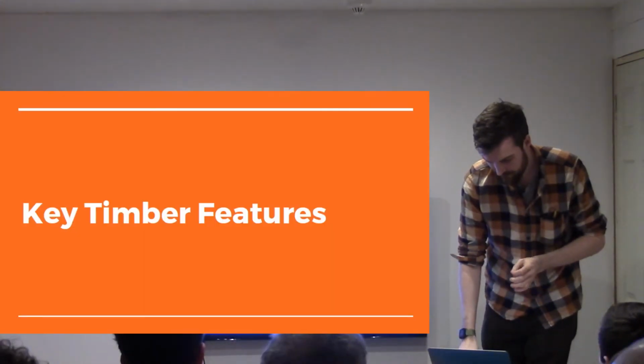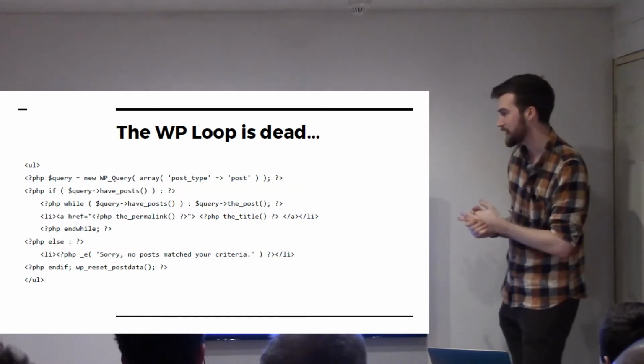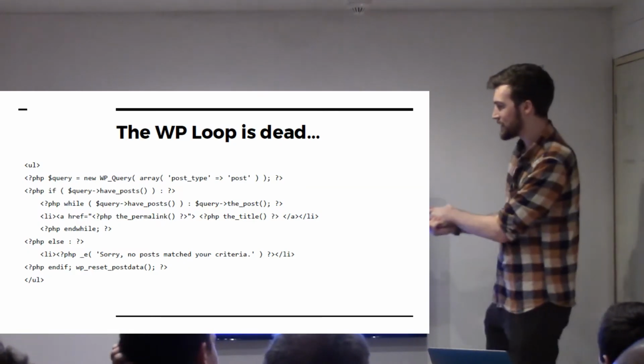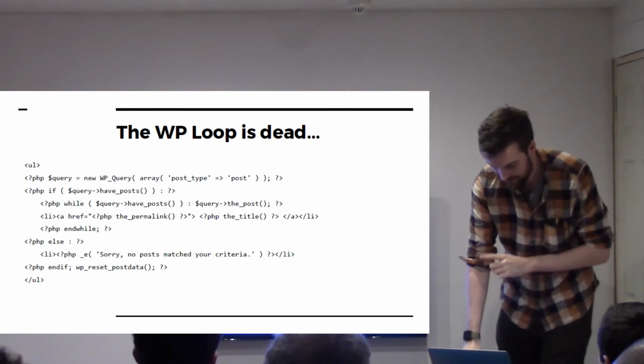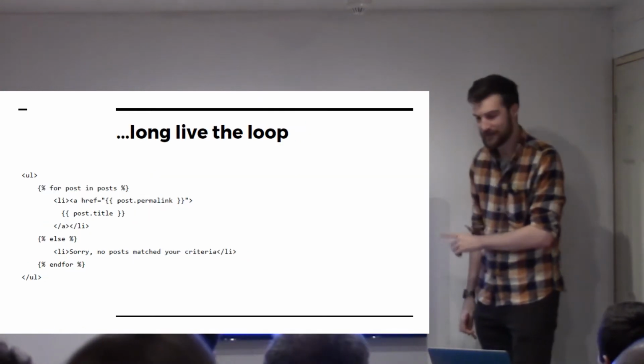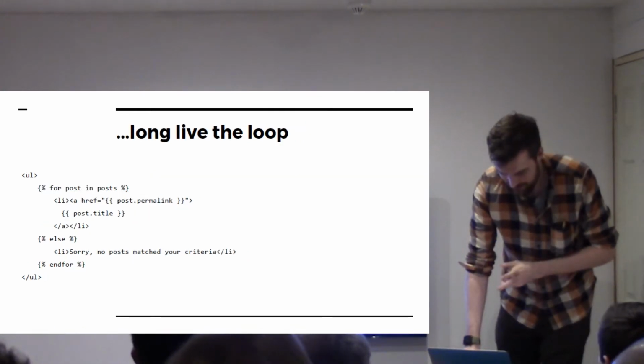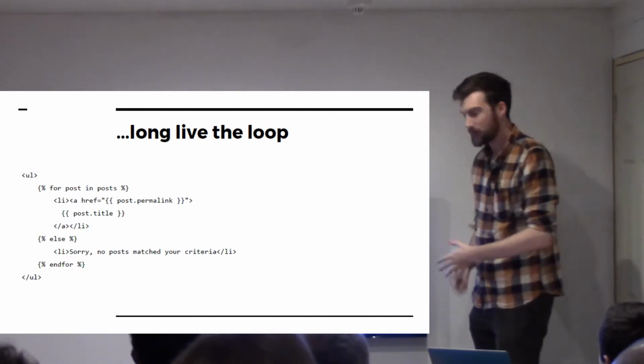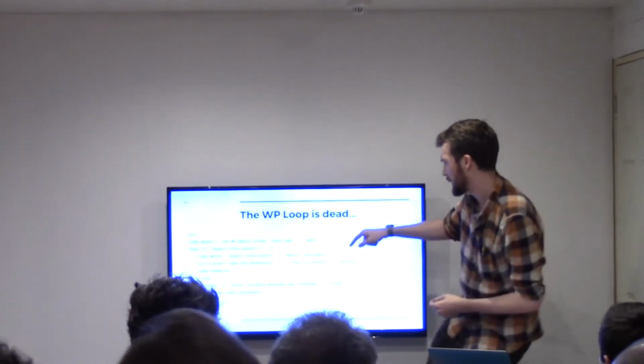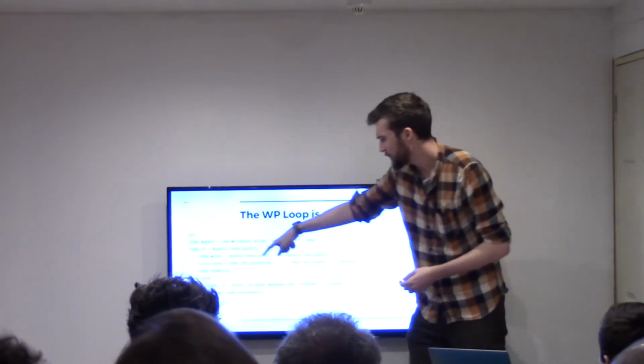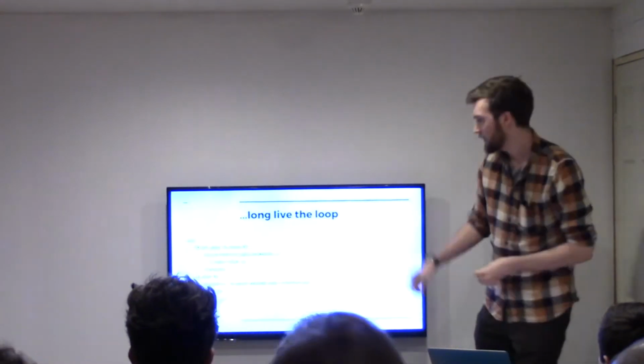So some key Timber features: this is now gone. Like, this is dead. I hate this. We don't do this. It's that. It's so much nicer, in my opinion. So Timber brings all these things for you. In the previous example, you're going, get me the title and then find me the permalink, all these crazy functions. Timber just does it for you.